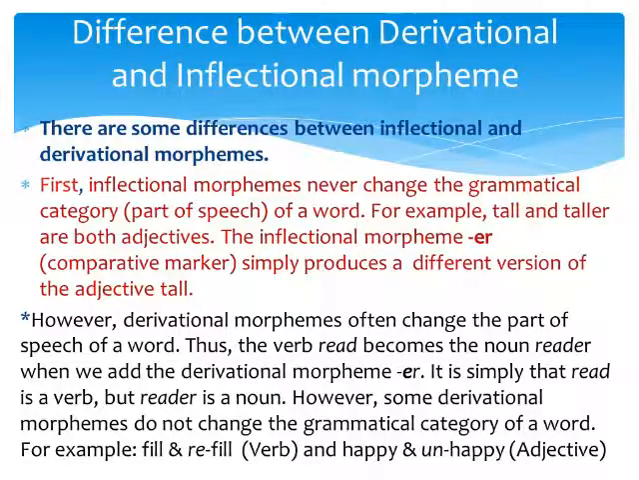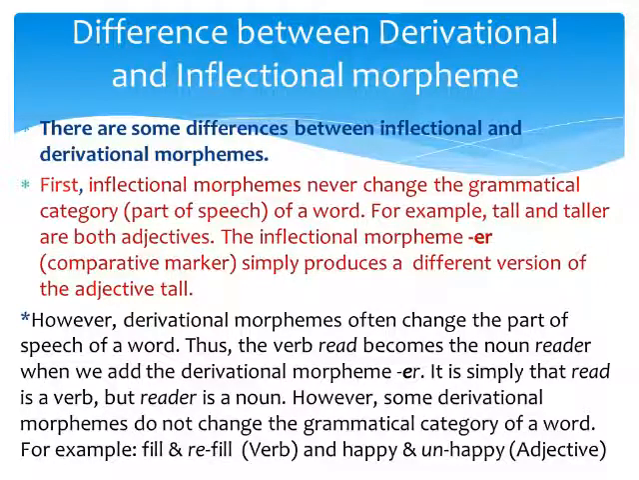When we add the derivational morpheme -er, it simply becomes reader. Read is a verb, but reader is a noun. So there is a totally opposite grammatical change. One is a verb and the other has become a noun.